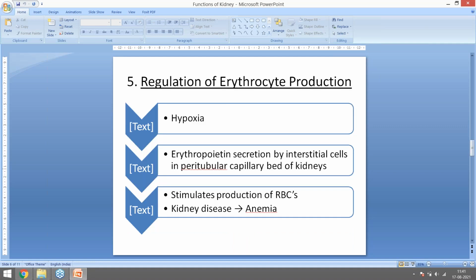Then another important function is regulation of RBC production. So the strongest stimulus for RBC production is hypoxia. And hypoxia leads to erythropoietin secretion by the interstitial cells in peritubular capillary bed of kidneys. Now, that erythropoietin secretion stimulates the production of RBCs. And that is why in many patients who have a renal disease, you will find that they are often anemic because of the same reason that the RBC production is hampered.